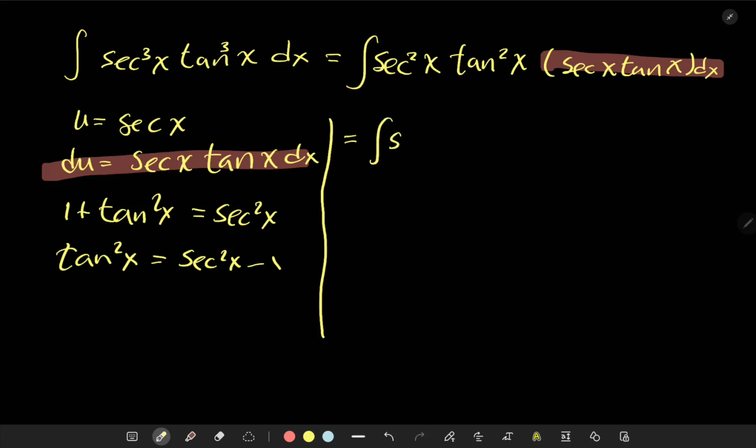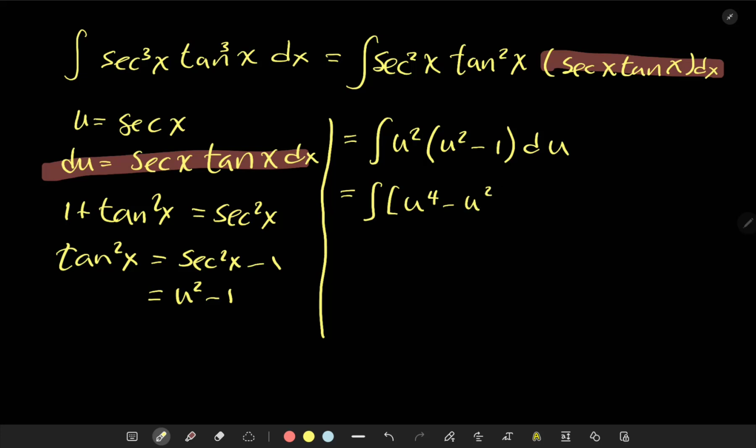Let me start putting u's, because I don't think I can fit this whole thing. So instead of secant squared, I'm going to write u squared. Instead of the tangent squared, if I put my substitution in here, it would be u squared minus 1 in this particular case. So I'm going to plug that here for the tangent squared. Sorry, I was going to run out of space otherwise. Now du is just secant tangent, and that then becomes the integral of u to the 4th minus u squared du.